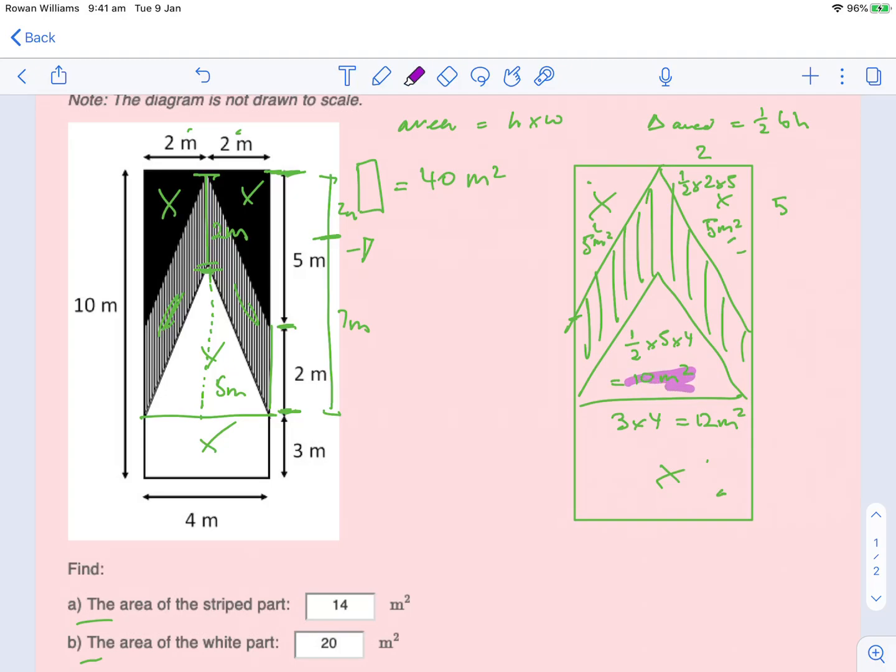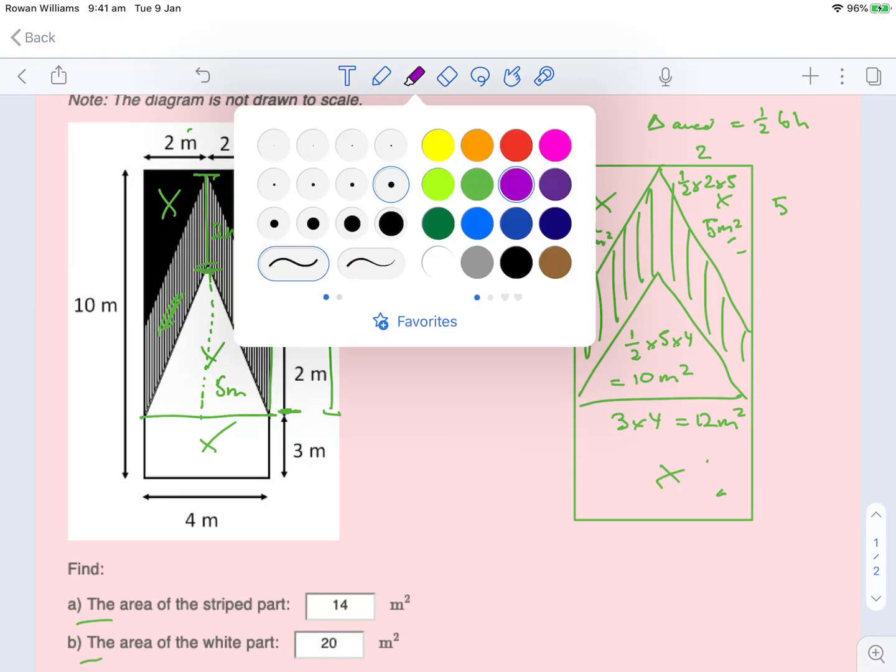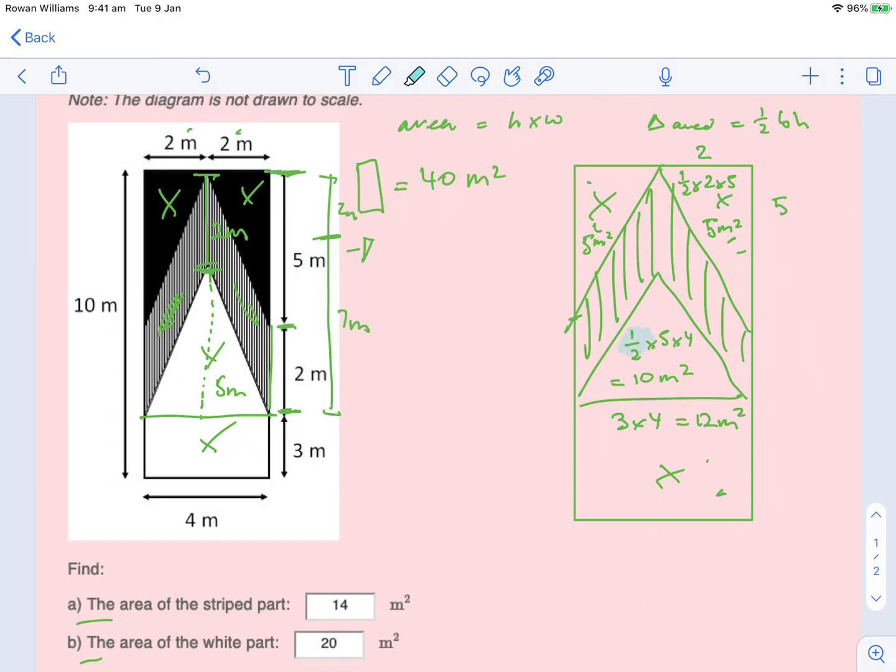So to recap, I've worked out this triangle is 10 meters squared. Oh, that's not a very good highlighter, is it? Let's go with something a little nicer. All right, this one's 10 meters squared, this one's 12 meters squared, this one's 5 meters squared, this one's 5 meters squared, and the whole thing was 40 meters squared.